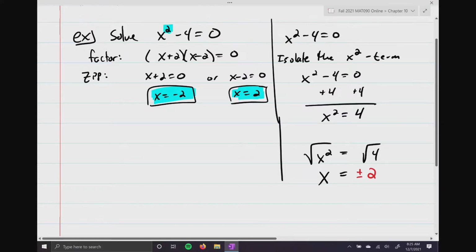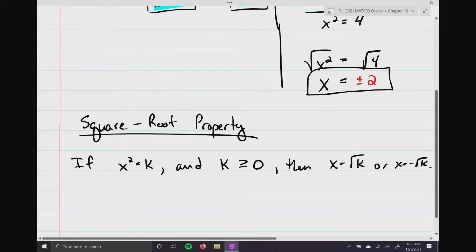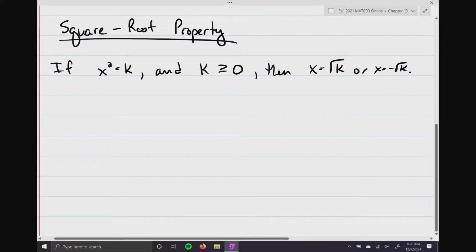And that leads us into the square root property that we're going to be using to solve these equations today, which is, let me go ahead and pause the video and then I'll write it down and then I'll just explain it. Okay, and I'm back, and here is our square root property right here. So it says if x squared equals k, and k is greater than or equal to 0, then x is going to equal the square root of k, or x equals the negative square root of k.